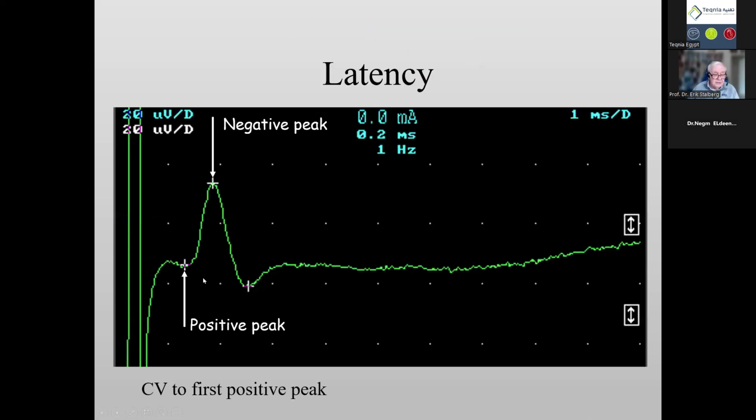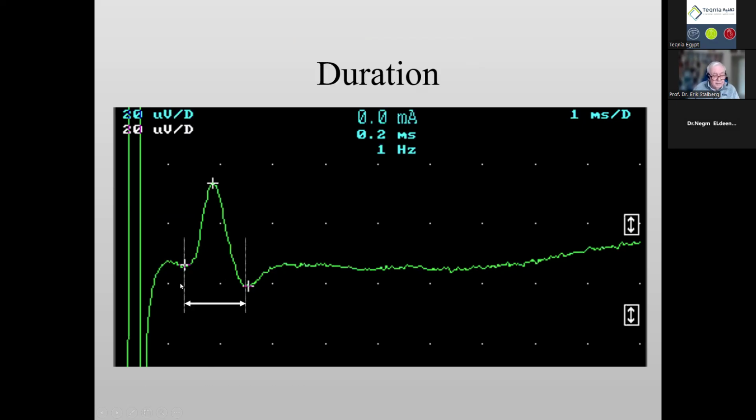The measurements are takeoff here, that is the positive peak, the negative peak. Amplitude is usually between, well, there are different techniques for that. And this is the duration between them, like this.